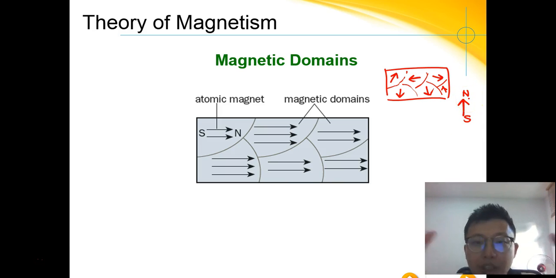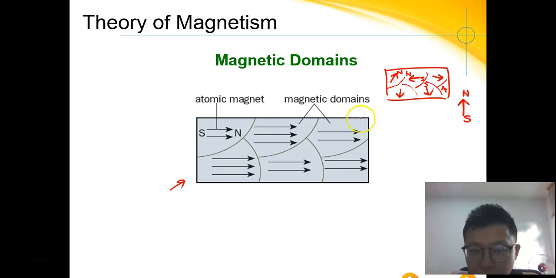So actually all materials have these domains. But why is it that they are not magnetic? It's because these domains are not aligned. They are all randomly scattered. So let's say I have a north here, it is being neutralized by this north, and then this south is neutralizing this south. So because of the randomness of these domains, pointing in random directions, there is no net direction, unlike this diagram that I'm showing you.